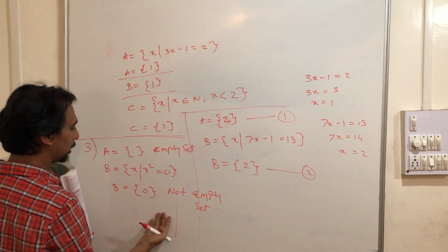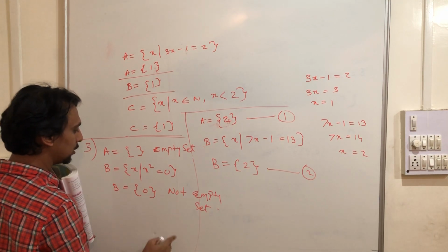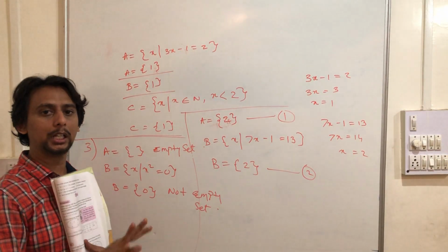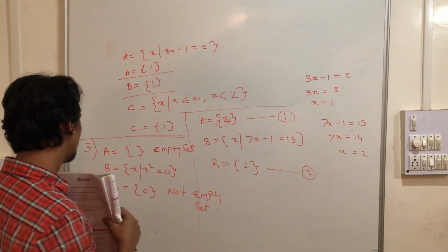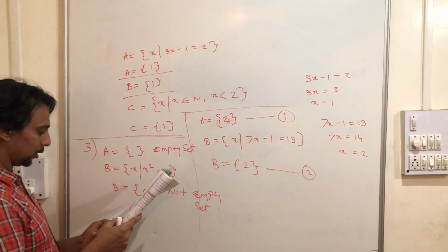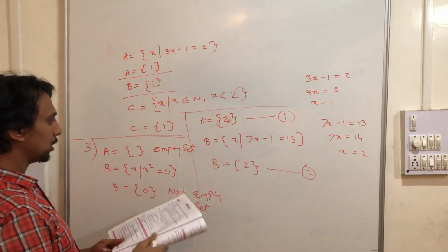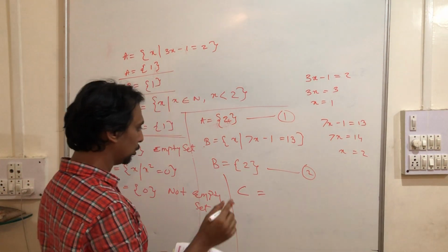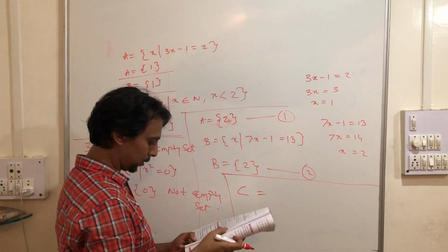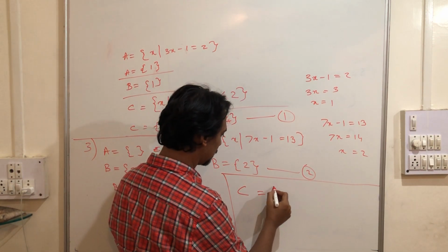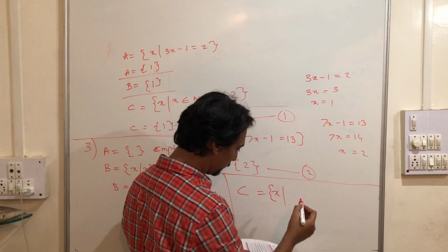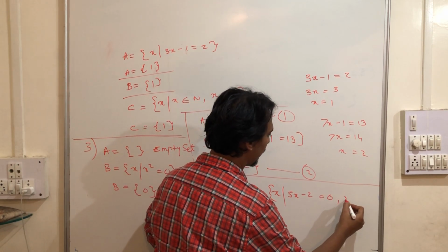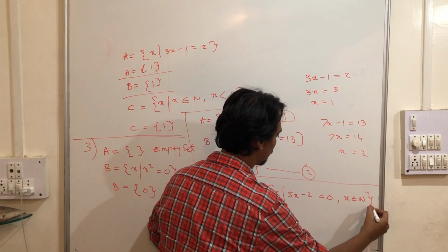So what is the reason that it is not an empty set? It contains the element 0. It has 0 in it, so you have to write it contains the element 0. Therefore it is not an empty set. Let's move to the next. C is equal to x such that 5x minus 2 is equal to 0, and x belongs to natural numbers.